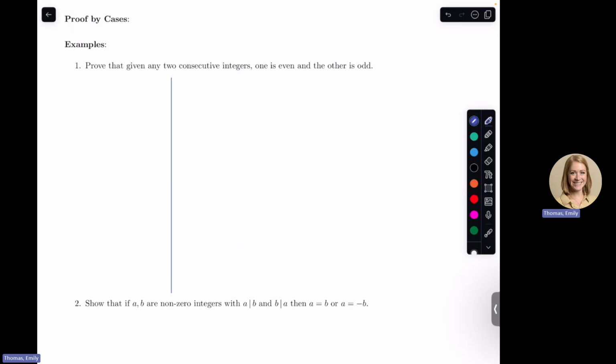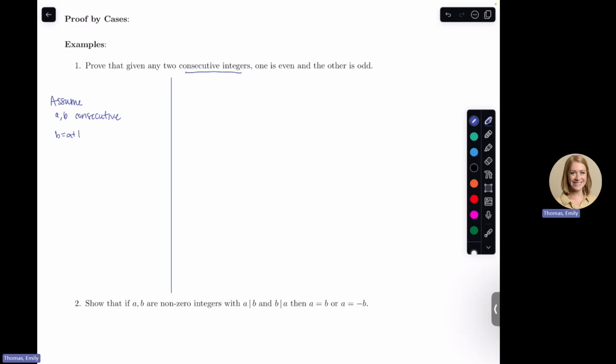So consecutive integers, that means like 2 and 3 or 5 and 6. So one right after the other. So we're going to let A and B be consecutive integers. We're going to assume that B is A plus 1. You can do this the other way too, but this is fine.